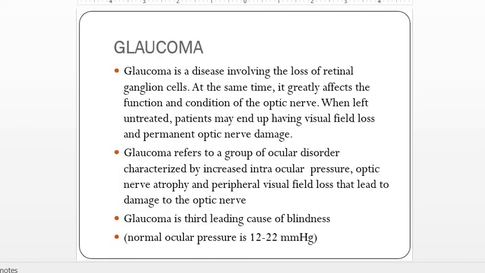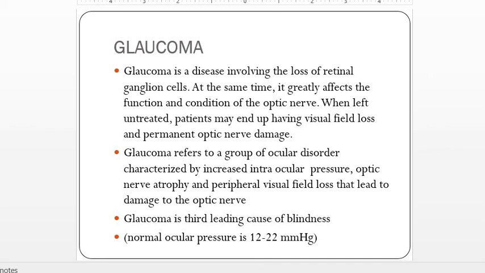So firstly, what is glaucoma? Glaucoma is a disease involving the loss of retinal ganglion cells. The most important thing is that it involves the loss of the retinal ganglion cells. So basically, it greatly affects the function and condition of the optic nerve, and the patient may end up having visual field loss and permanent optic nerve damage.